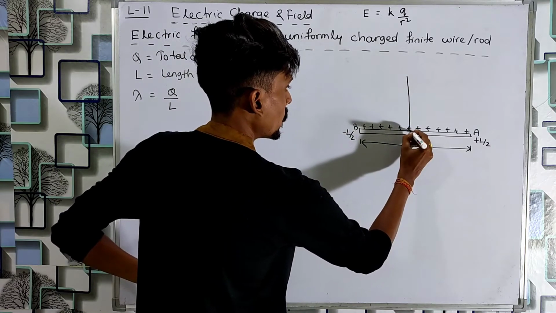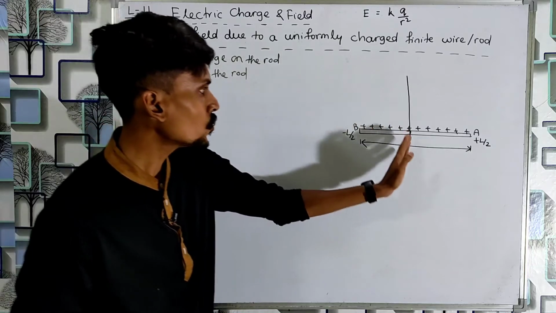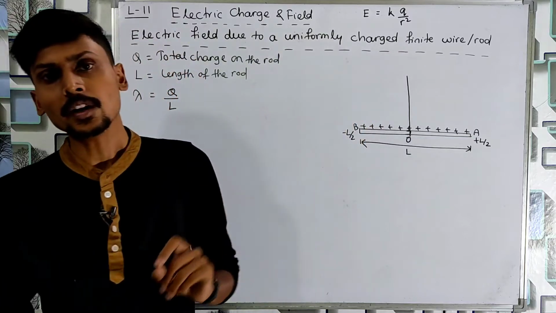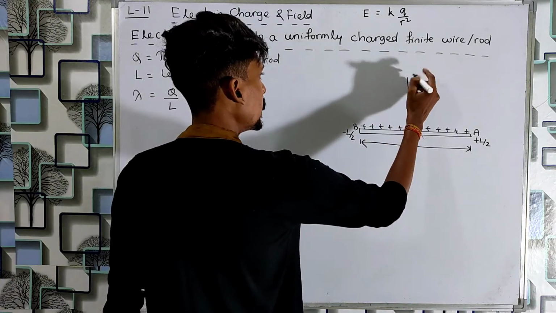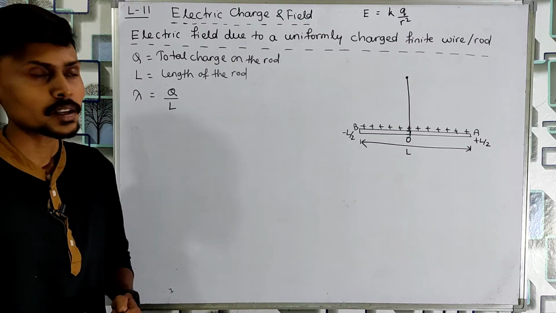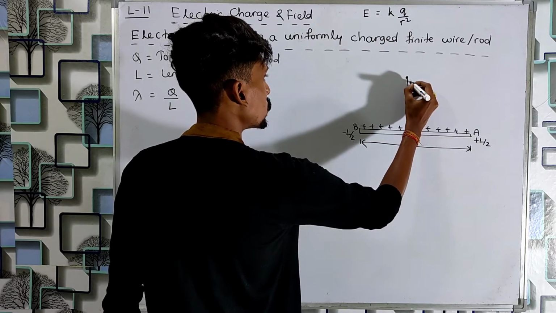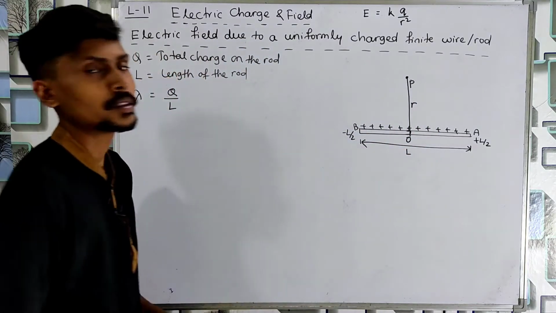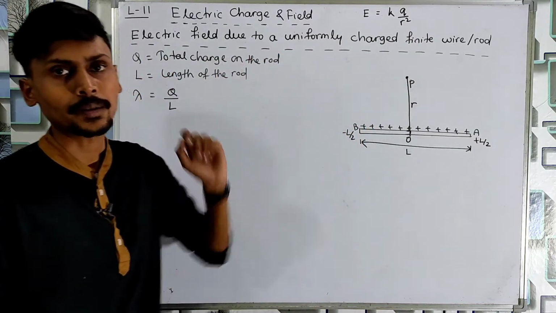And I have drawn a perpendicular to the rod at its midpoint. So this one is the perpendicular bisector. This line is the perpendicular bisector of the rod. Any point on this perpendicular bisector is known as equatorial point. Is that clear? So I'll choose a point P here such that the point P is at a distance r from the center O. And we have to find the electric field at this point P.